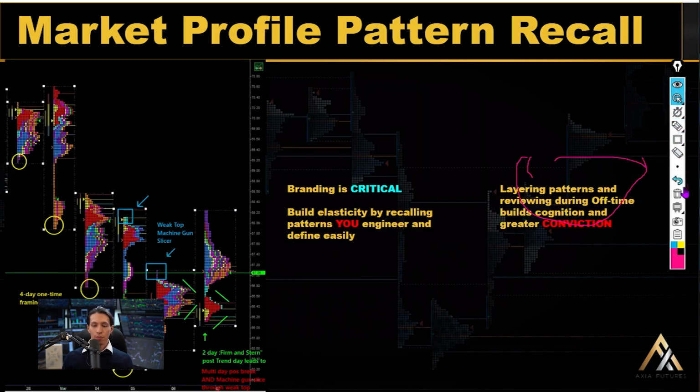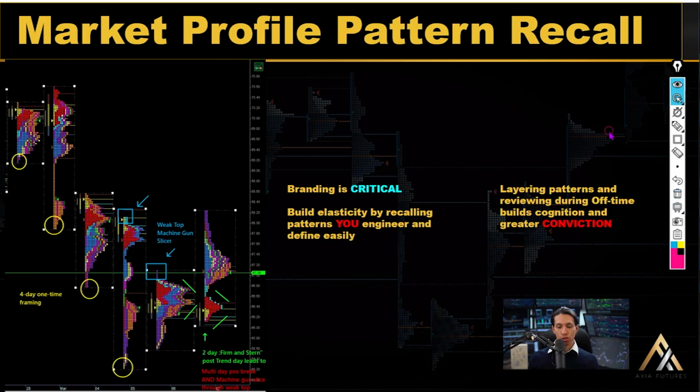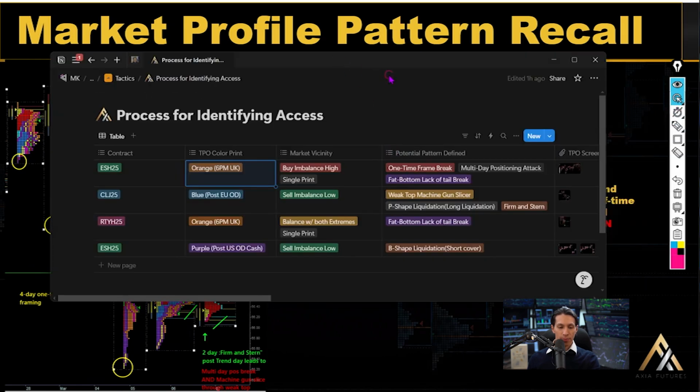Now, I just want to move on to the next slide to show you another set of classical patterns that are mixed with some patterns that I've layered for my own logs. So let me just pull up that Notion again. So in this case, we've got CL April 25, so the current contract. The print in focus is the blue print, which is the post-EU open drive cash. And we have a market vicinity of a sell imbalance low.